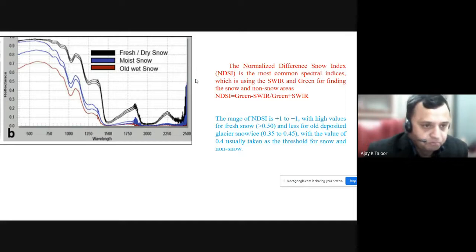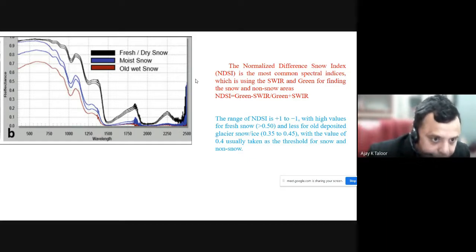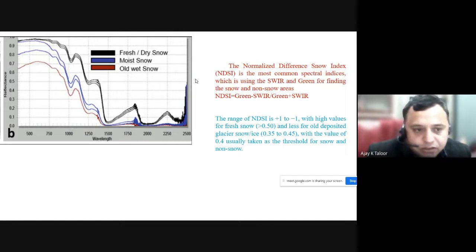In the case of NDSI, it is a ratio ranging from minus 1 to plus 1. The value for fresh snow is more than 0.5 and for old glacier snow it is 0.35 to 0.45. So if there is fresh snow, the value of NDSI is more than 0.5. If the snow is old, the value is 0.35. Next, please.